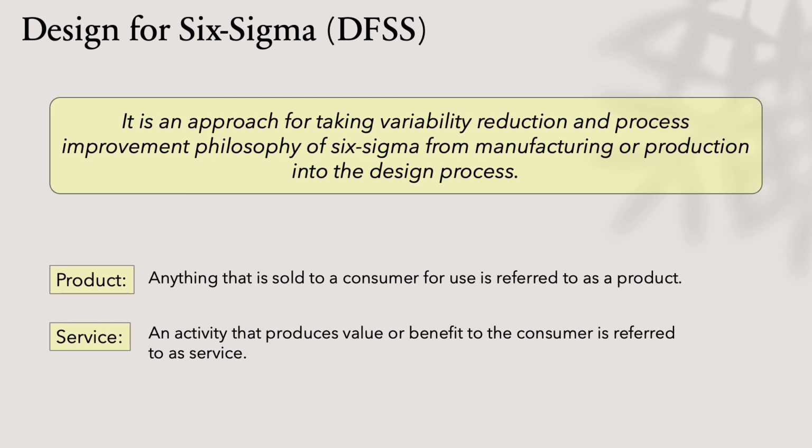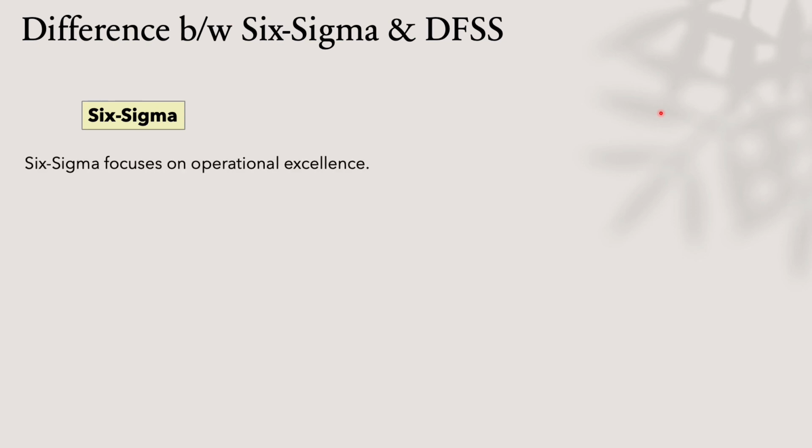Now, what is the difference between Six Sigma and design for Six Sigma? As we know, Six Sigma is implemented in the manufacturing and production part, right? Six Sigma focuses on operational excellence, to get our system to an excellent state. And the tool that is used for implementation of Six Sigma is DMAIC, right? You are very much familiar with this term already.